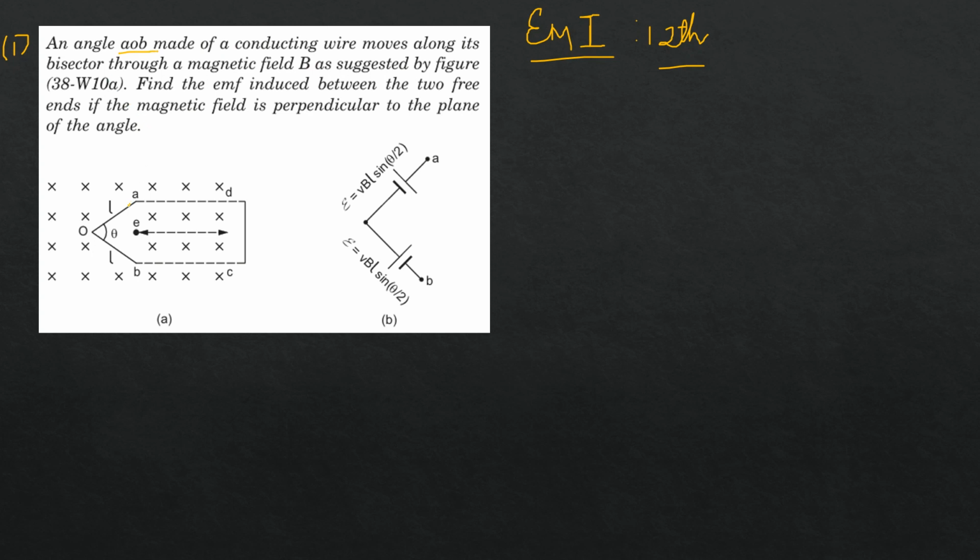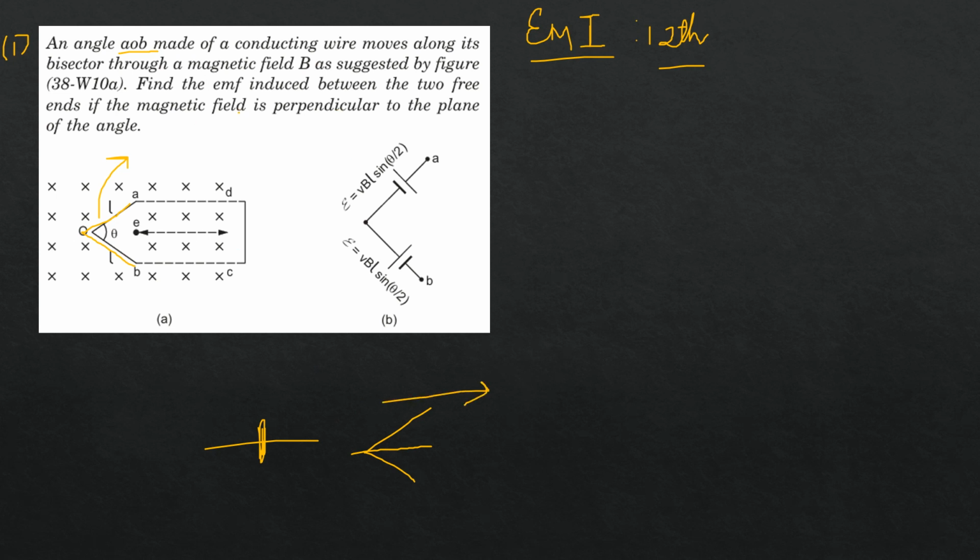An angle AOB, this is the angle right here, AOB made of a conducting wire. This is a conducting wire, right? Moves along its bisector. Bisector means what? If this is a line, the center is the bisector. But if it is an angle, the bisector is this one. So it is saying the conducting wire is moving along the bisector like this.